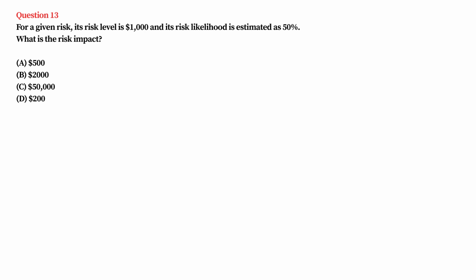Risk assessment can use a quantitative or qualitative approach, or a mix of them. In the quantitative approach, the risk level is calculated as the multiplication of risk likelihood and risk impact. So, risk level equals risk likelihood times risk impact, then, risk impact equals risk level / risk likelihood. In our case, risk impact equals 1000 / 50% equals 1000 / 0.5 is equal to 2000.